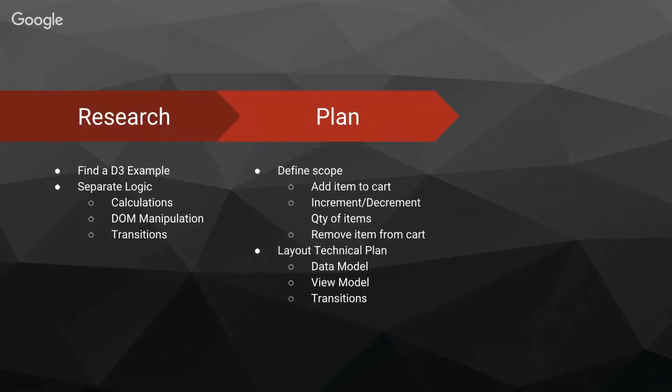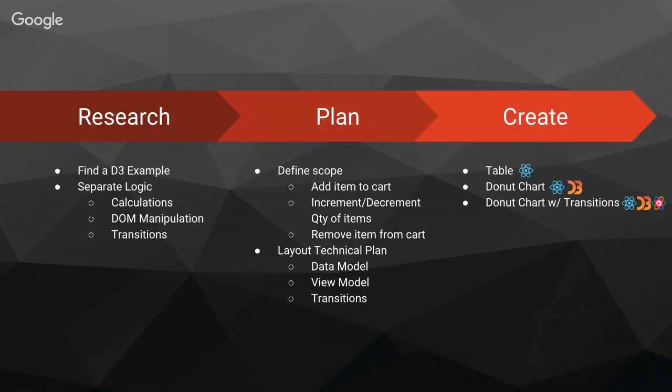Make a plan. So define the scope. What do we want our MVP of this little app to do? We want to be able to add an item to the cart, increment and decrement quantity of items, and remove items from the cart. Also, I didn't have it here, but also have the donut chart reflect what's being displayed in the table. And then lay out a technical plan. How are we going to create our data model? How are we going to create our view model? And then how are we going to do transitions? It's always an important thing to think about.